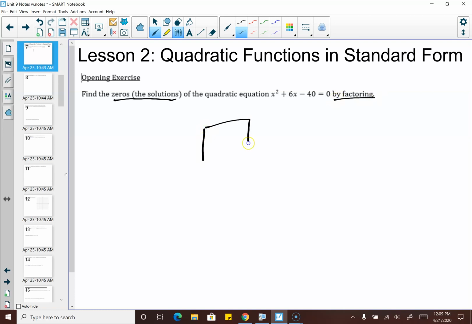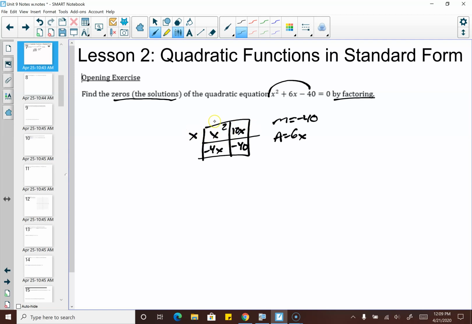If we're going to be factoring, we're going to draw our boxes. First term top left, last term bottom right. We'll multiply our first number, which is that imaginary 1, by the negative 40. So we need two numbers that multiply to negative 40 and add to 6. And those two numbers would be positive 10 and negative 4. 10 times negative 4 is negative 40, and 10 plus negative 4 is 6.